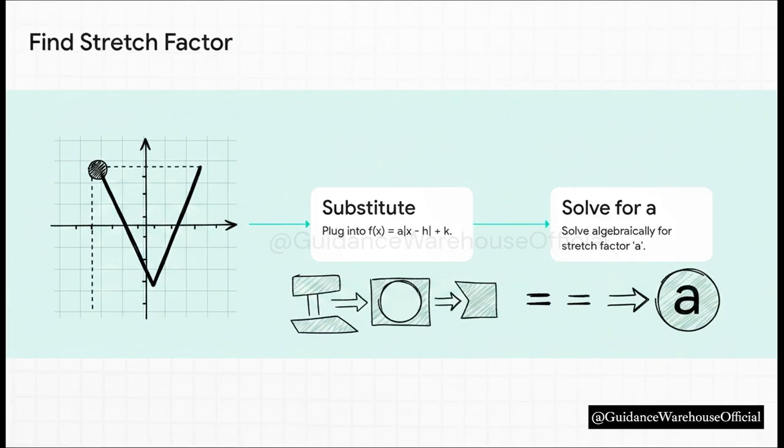Step 1, choose a known point on the graph where the grid lines cross perfectly. Let's say the point (1, 2). Step 2, substitute that point for x and f of x into your general equation. And step 3, simply solve algebraically for the stretch factor a.